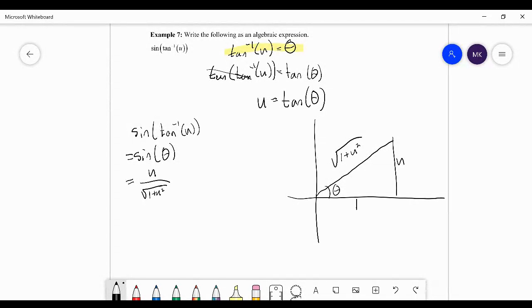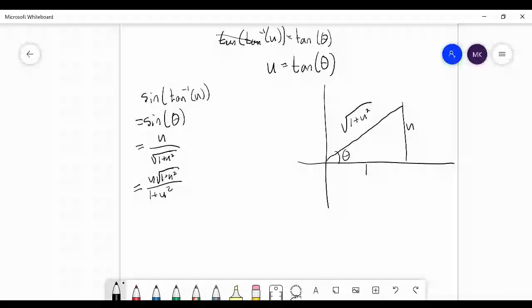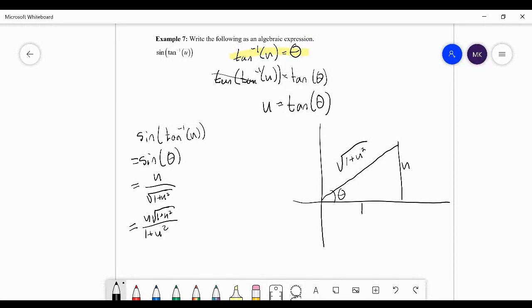Again, I'm okay with you leaving it like this, but if you'd like to further go through and rationalize that denominator, it's u square root of 1 plus u squared over 1 plus u squared. Now, there's no simplification that happens here. Nothing really drops out. It just is now rationalized, and some people like it more. And so that's it. What we're doing here with these inverse functions is really just using them to cancel things out, make things go away.